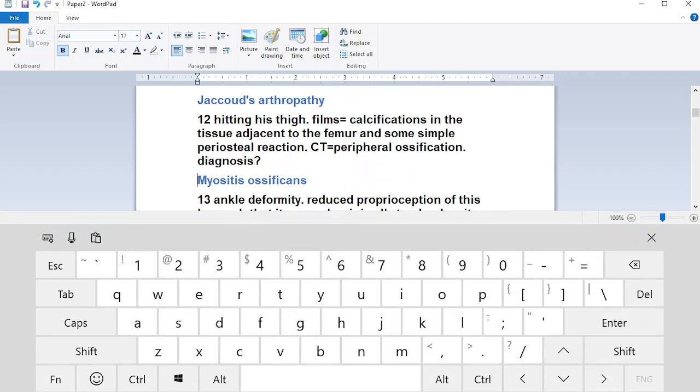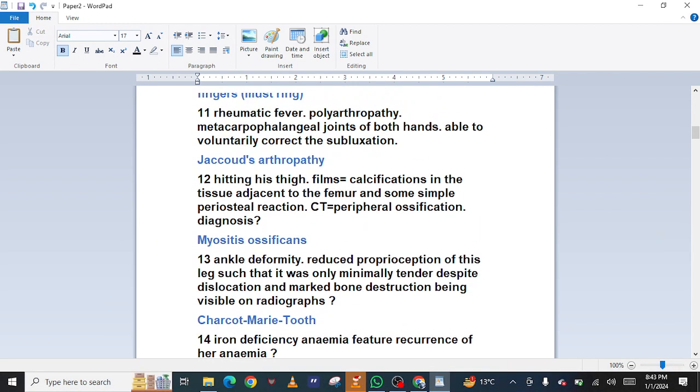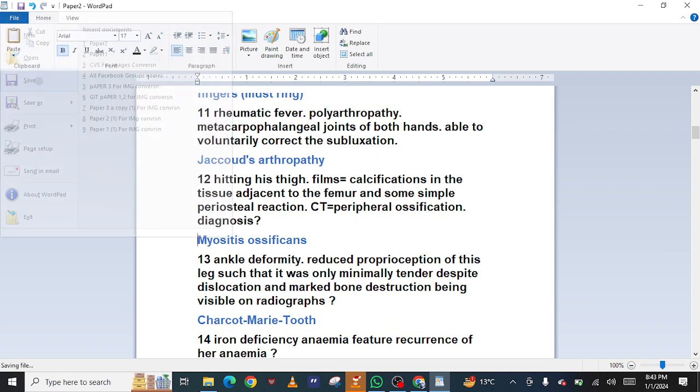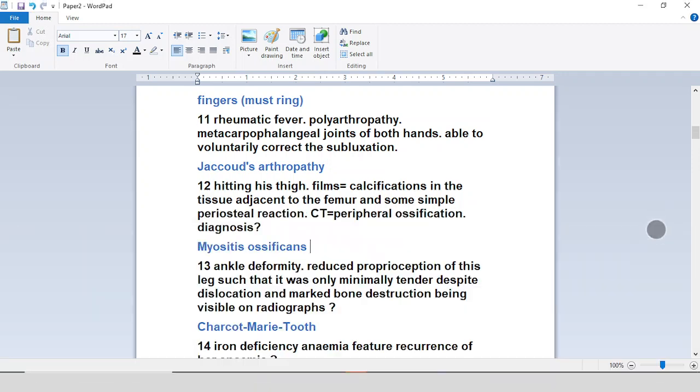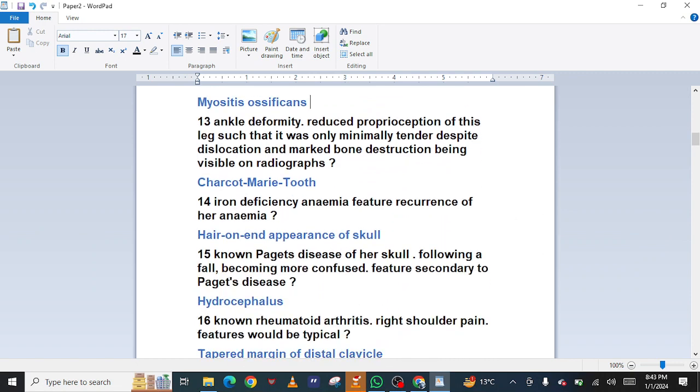Films: calcifications in the tissue adjacent to the femur and some simple periosteal reaction. CT: peripheral ossification. Diagnosis: myositis ossificans. 13. Ankle deformity. Reduced proprioception of this leg, such that it was only minimally tender despite dislocation and marked bone destruction being visible on radiographs. Charcot-Marie-Tooth.